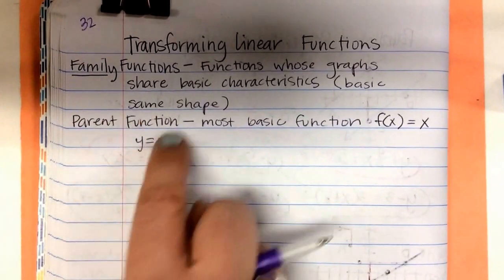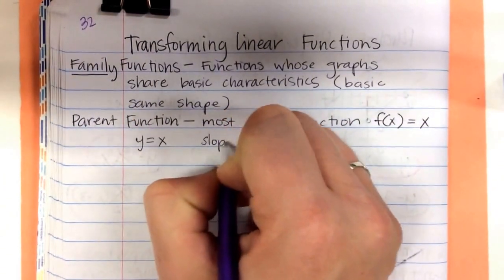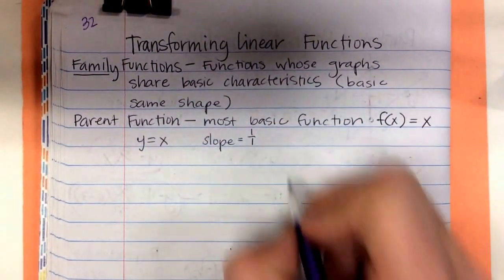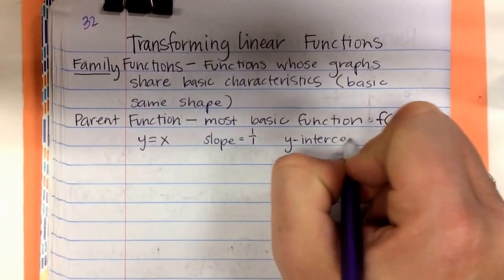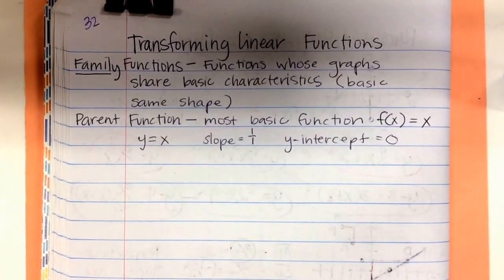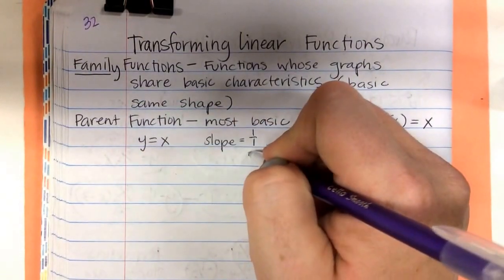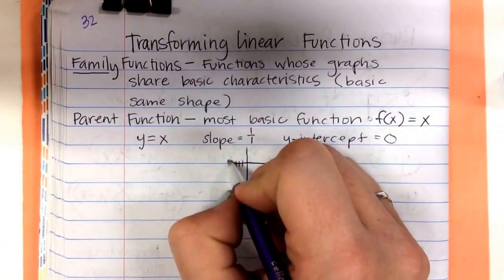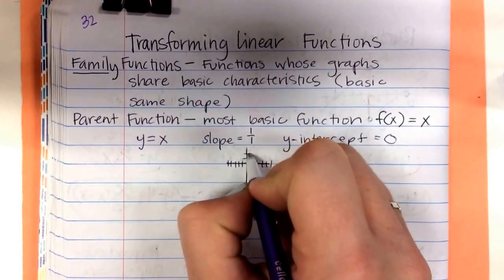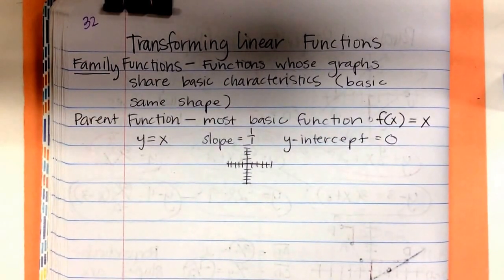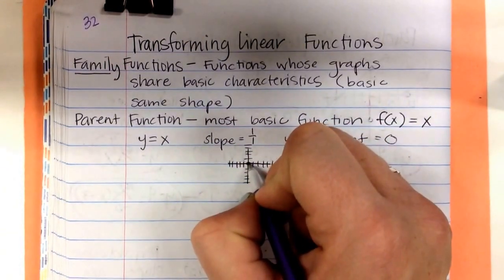And in this equation of y equals x, what's your slope? 1 over 1, right? And what's the y-intercept? 0. So if I was going to graph my parent function, I'm going to make it really little. 1, 2, 3, 4, 5. 1, 2, 3, 4, 5. This is where every function begins. The parent function starts here at 0.